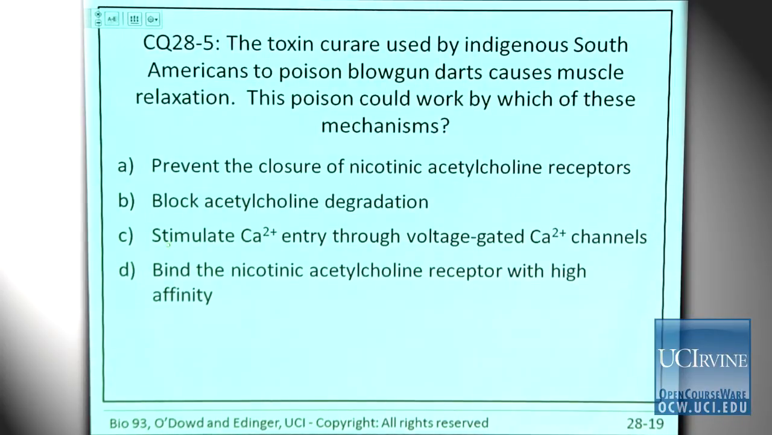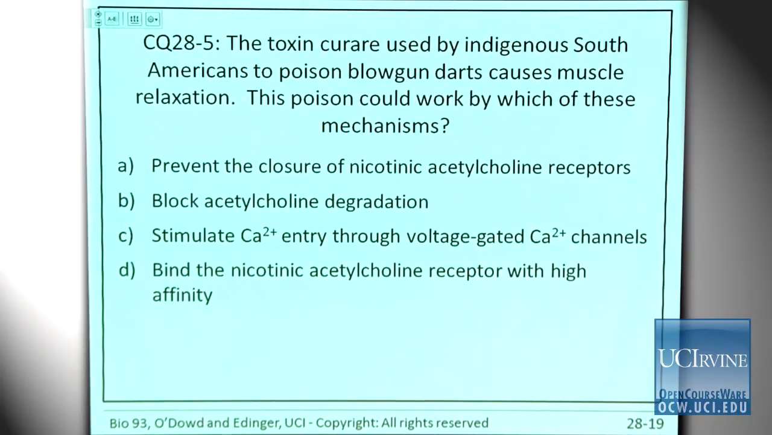Not right. Stimulate calcium entry through voltage-gated calcium channels. I don't think many of you guys like that, which is good. Because if you let calcium in, you're going to cause the synaptic vesicles to fuse and release more neurotransmitters. That's going to cause contraction too. So the right answer is this one. Bind to the nicotinic acetylcholine receptors with high affinity.